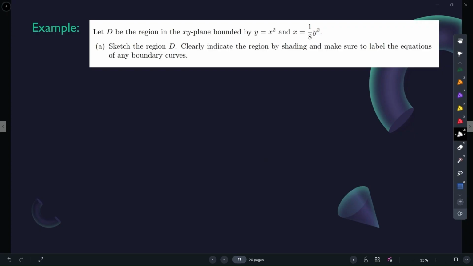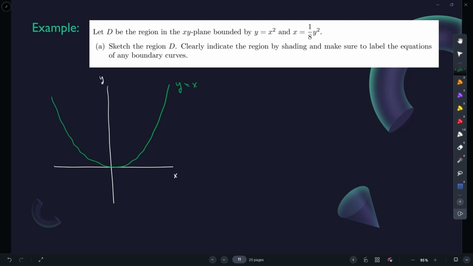Okay, here's a new problem. In this problem, first they're going to ask me to sketch a region D, which is bounded by these two curves, and then we'll probably do an integral over that region. So let me sketch that region first. Here is x and y, and the first curve is y equals x squared, which we know very well. That is a parabola that looks like this. So I'm going to label it.